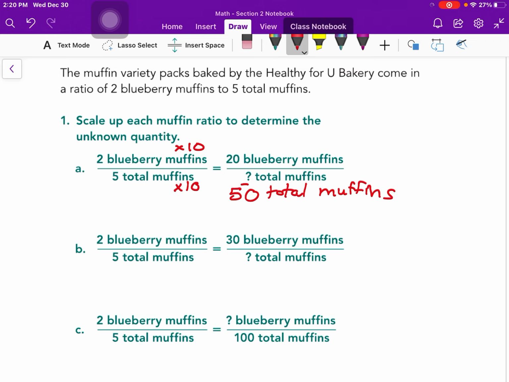Let's try one more together. 2 blueberry muffins to 5 equals 30 blueberry muffins to how many? Well, to scale up on this one, I would take 2 times 15 to get 30. So if I do that to the top, I also do that to the bottom, and 5 times 15 gives me 75 total muffins.